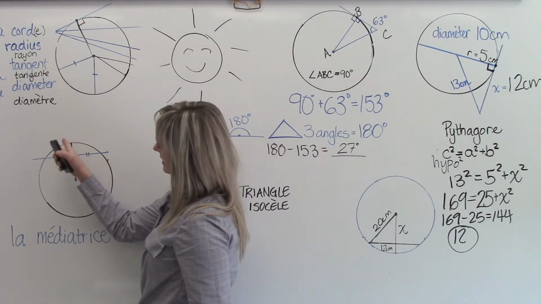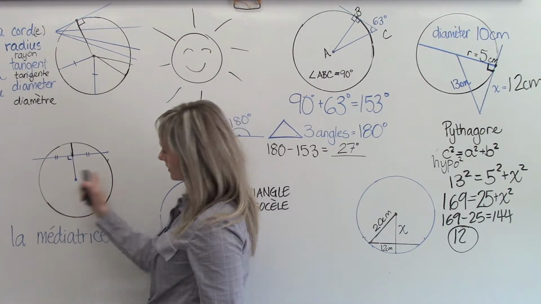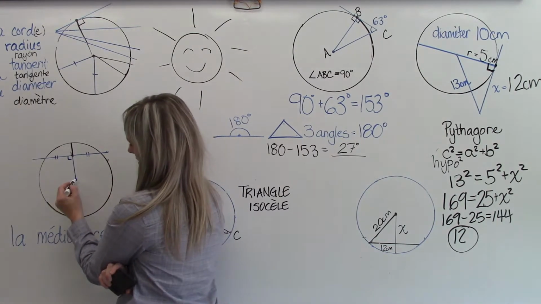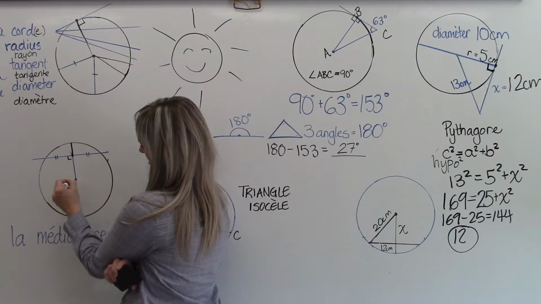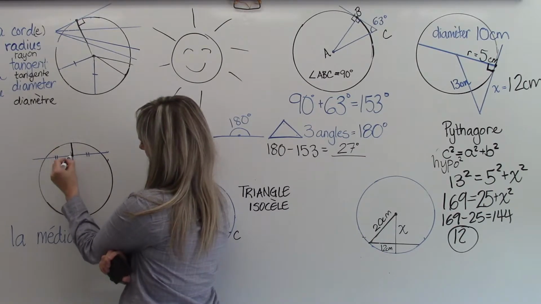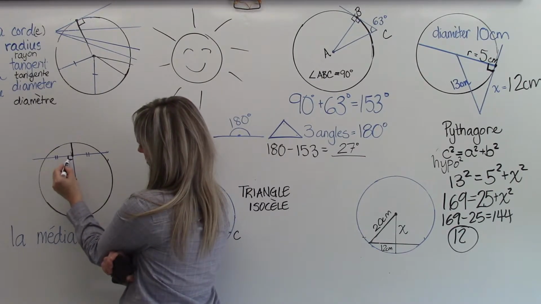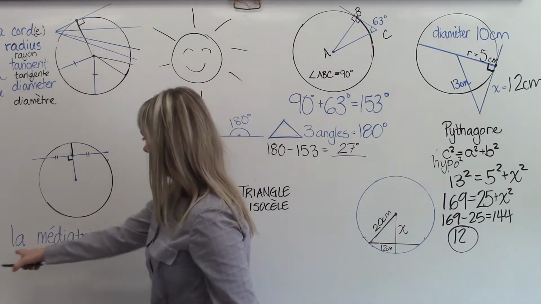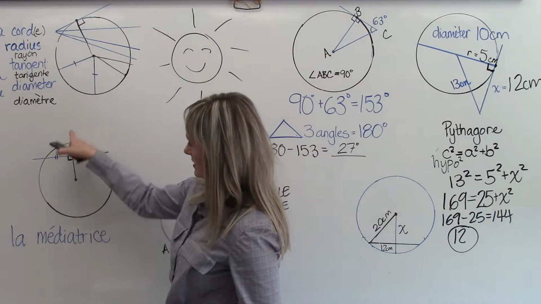So when we have our chord, we can draw a chord anywhere in the circle, and then if we draw a radius that goes right through at a 90-degree angle to the chord, you're going to have something we call a bisection here.